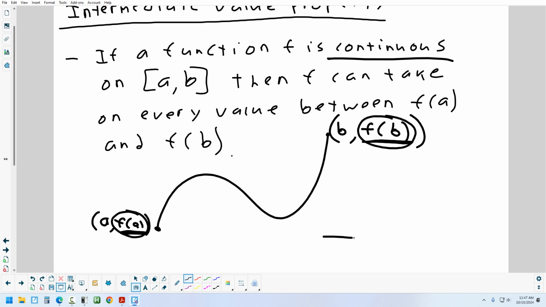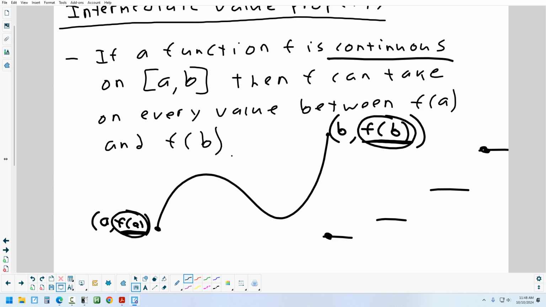Okay. If you had something like this, and you had a y value here and a y value here, no, you do not go through every y value between the low one and the high one because you lifted your pencil as you do it. So you skipped.